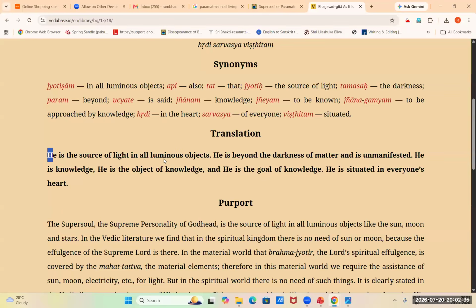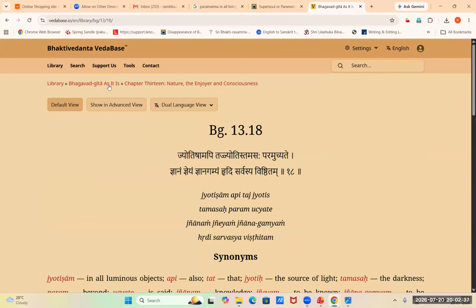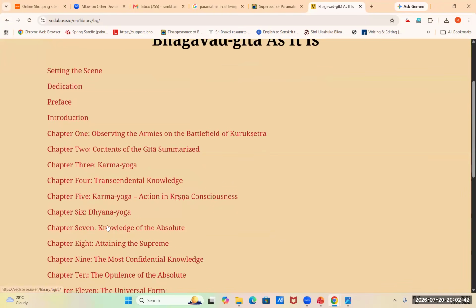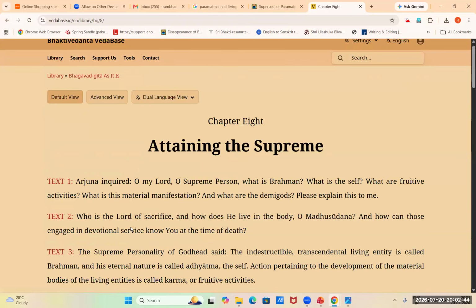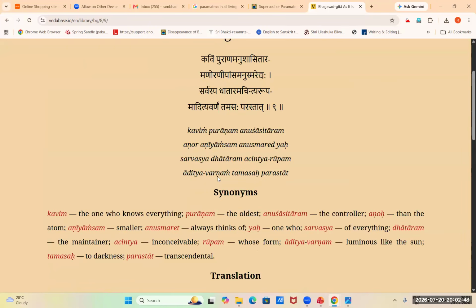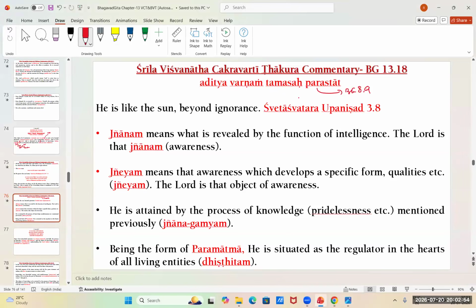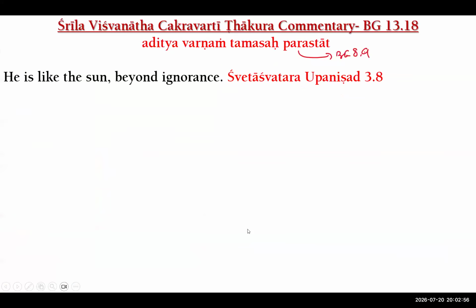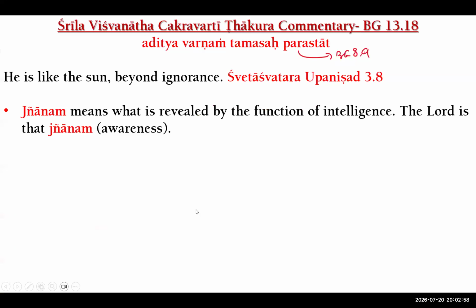So every quotation which Prabhupada gives, wherever it comes, we should be familiar with it. So let's cross verify. Aditya Varnam Tamasa Parastat. So very similar. Aditya Varnam Tamasa Parastat. The Bhagavad Gita is Gita Upanishad, the essence of all.